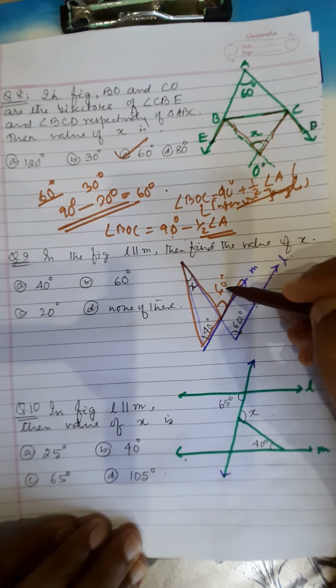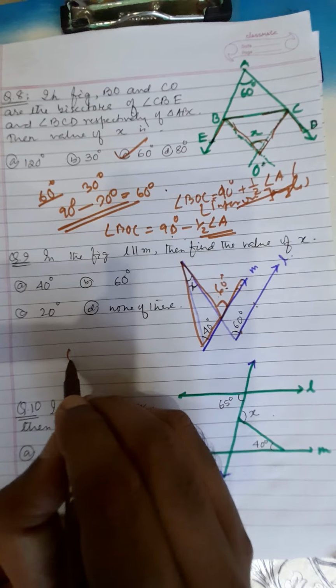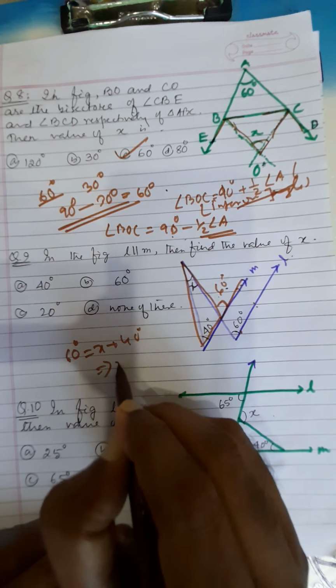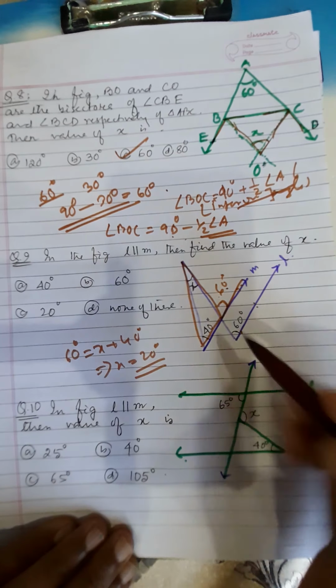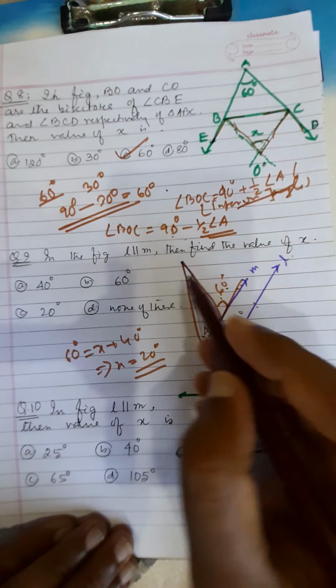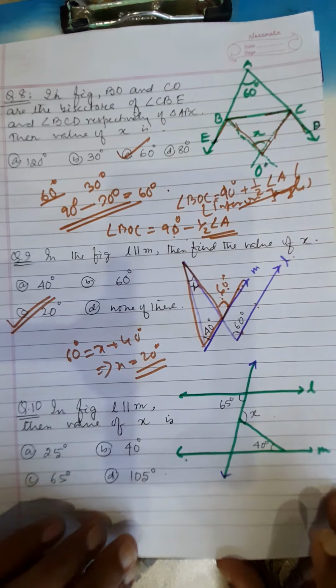So this will be 60. And what will we get? The exterior angle is equal to the sum of the remote interior angles. That is 60 is equal to x plus 40. So what will we get? x is equal to 20 degrees. The sum of these two is nothing but this. So that value is this 40, so this will be 20. The correct option is 20 degrees.